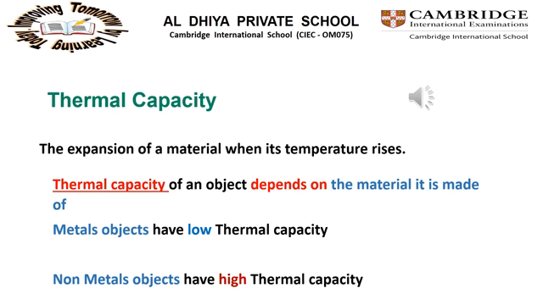Thermal capacity. What is the meaning of thermal capacity? If any material is heated or its temperature rises, it will expand. This expansion is called thermal capacity. Again, the thermal capacity is the expansion of a material when its temperature rises. The thermal capacity of any object depends on the kind of material which it is made of. For example, if it is metals, its thermal capacity is very low, and if it is non-metals, it will have a high thermal capacity.